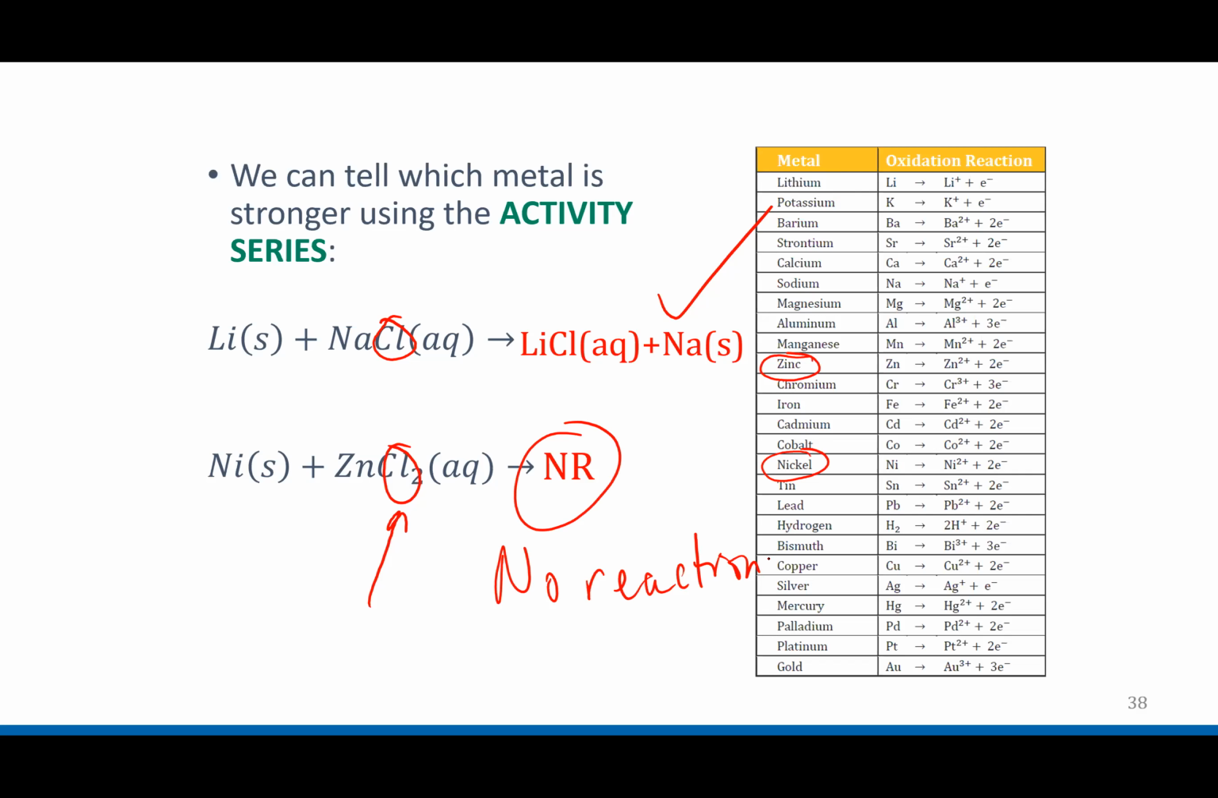All right, that's kind of a weird analogy, but it's a good way to think of single replacement reactions. They will only happen if the element is higher on the list. Now, how are you supposed to remember that?